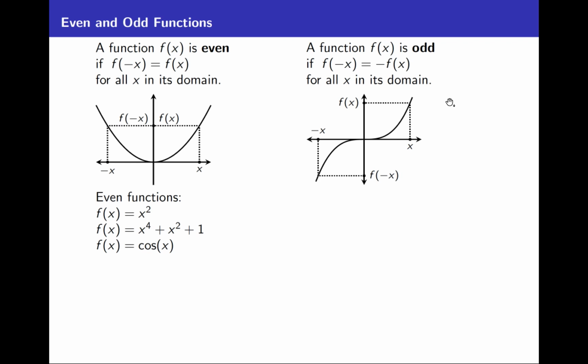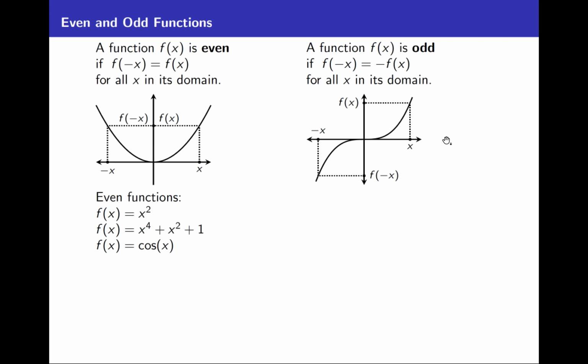So a typical example of an odd function might be x cubed. Here's the graph of x cubed. And you'll notice that for such a graph, if you take an x value and look at f of x, it's way up here. And then you look at negative x, which is way over here, and take f of that. Here's f of minus x. And this f of minus x is negative the value of f of x.